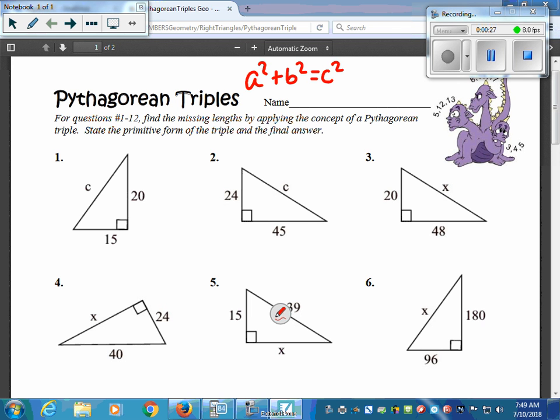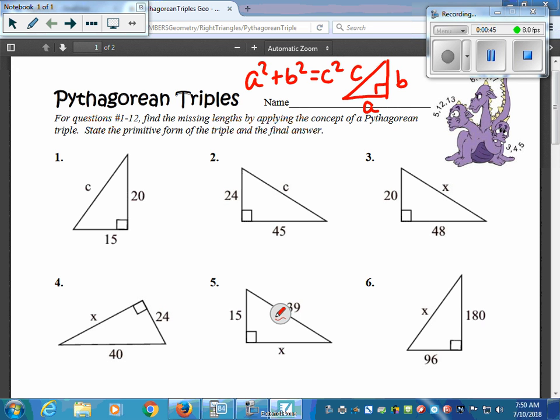And when it comes down to a right triangle, which it's only used for, you just got to make sure that a and b are the legs, which are connected to the right angle, and then c is the hypotenuse, which is opposite that right angle. So we're going to look at question 2 and question 4.